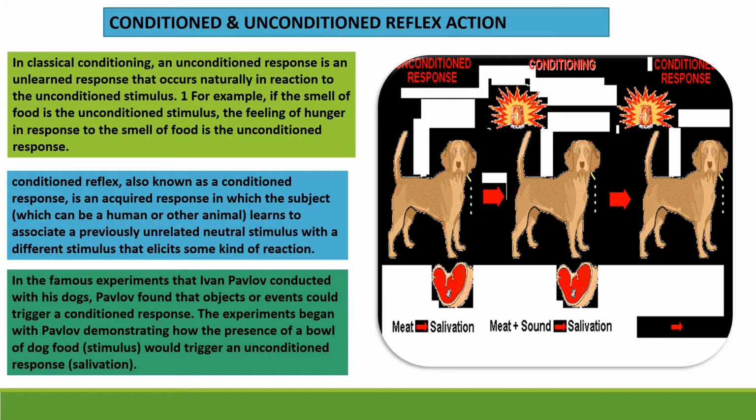Now, conditioned reflex. It is also known as a conditioned response, an acquired response in which the subject, which can be a human or other animal, learns to associate a previously unrelated neutral stimulus with a different stimulus that elicits some kind of reaction. So this is a Pavlov experiment, where it has been shown how an unconditioned response can be converted into a conditioned response. You can see this dog.